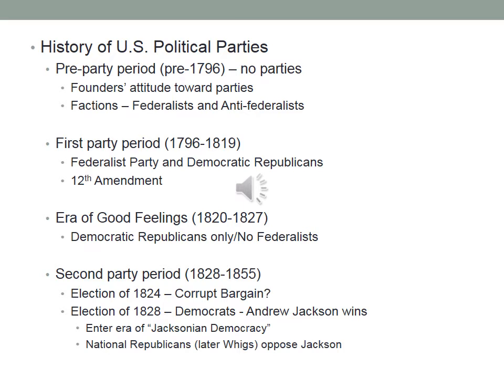And it's at this point in 1828 that we enter the era of Jacksonian democracy. So, for testing purposes, the second party period is also the era of Jacksonian democracy. And the opposing party that rose up out of this period would be the National Republicans, later called the Whigs. And basically, they were a bunch of people that just didn't like Jackson. And they formed their own party, National Republicans, and later the Whigs.